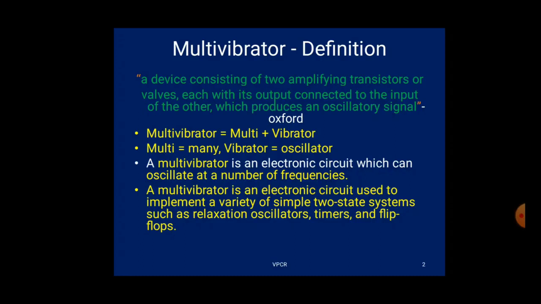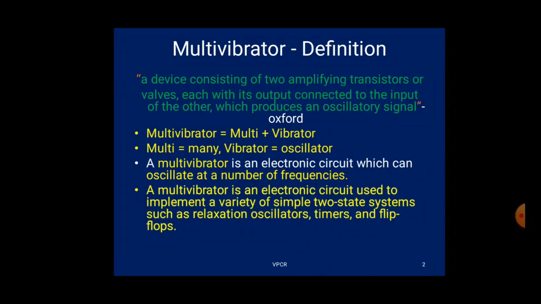So a multivibrator is an electronic circuit which can oscillate at a number of frequencies, and a multivibrator is an electronic circuit used to implement a variety of simple two-state systems such as relaxation oscillators, timers and flip-flops. So I can say these are the applications of multivibrators. These multivibrators can be used as relaxation oscillators, timers and flip-flops. We will be seeing how these multivibrators can be used as relaxation oscillators, timers and flip-flops when we study the individual classification of multivibrators.